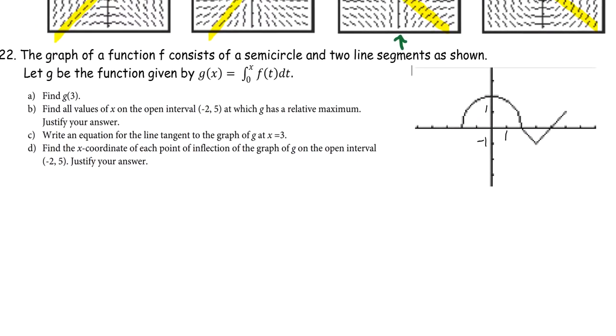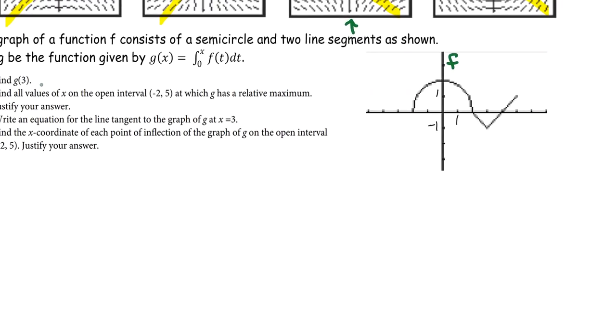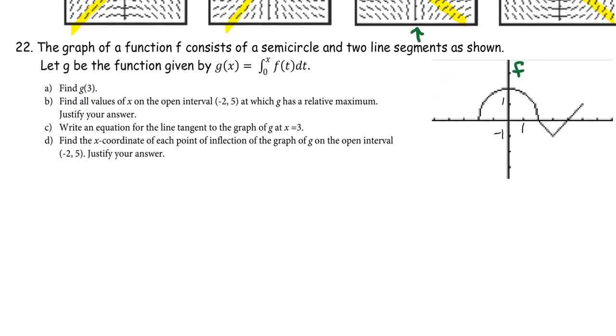Here we have a function f given in the graph. So this is the graph of f. And by definition, function g is an accumulator. So g is accumulating the area from 0 to x under this graph. Question A says find g of 3. So g of 3 by its very definition is the area from 0 to 3 under our graph of f.